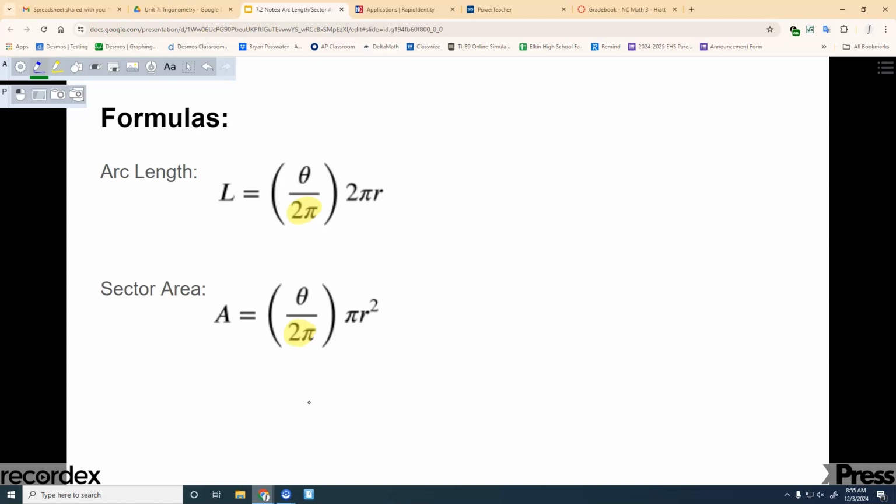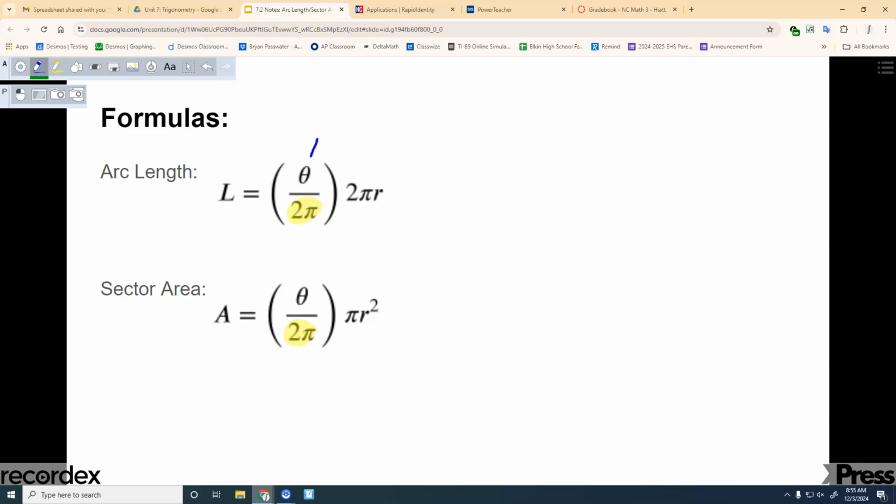So the only thing you have to remember, if you already know your arc length or your sector area formula for degrees, all you have to remember is that 360 equals 2 pi, and just replace that for these problems. And then you can use everything there. So I would suggest using these formulas. And it's just a fraction.